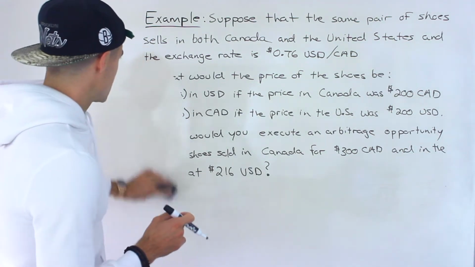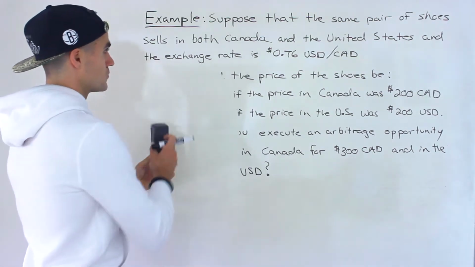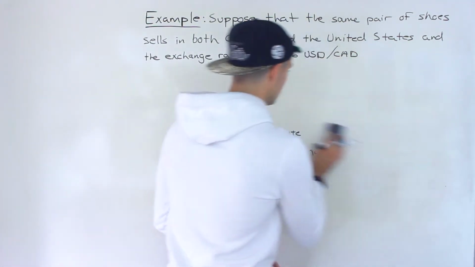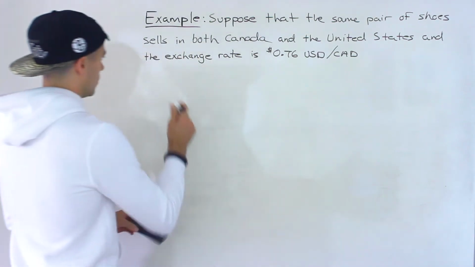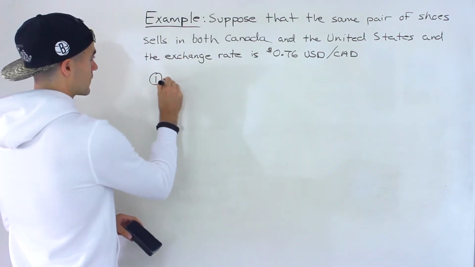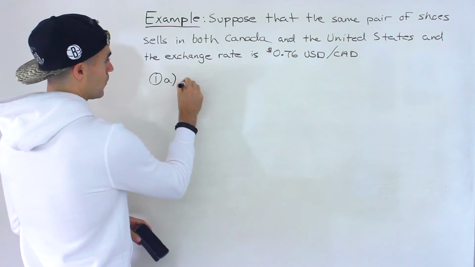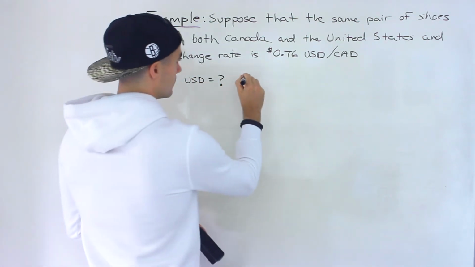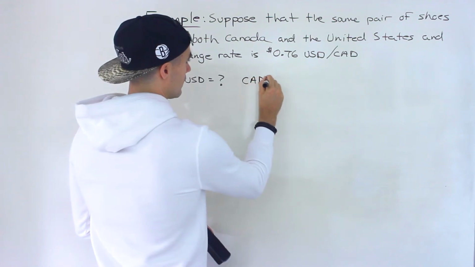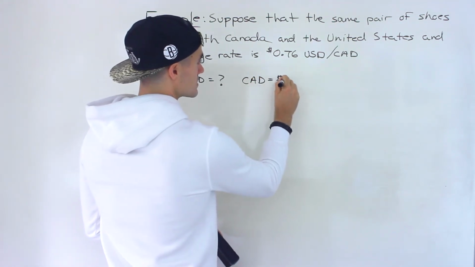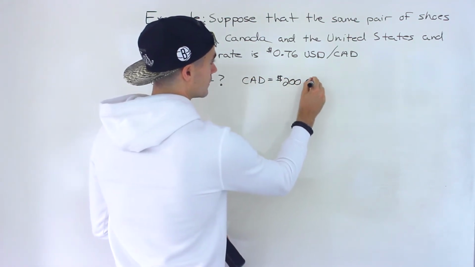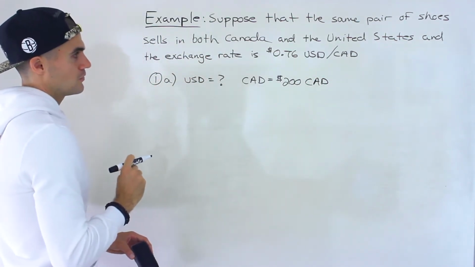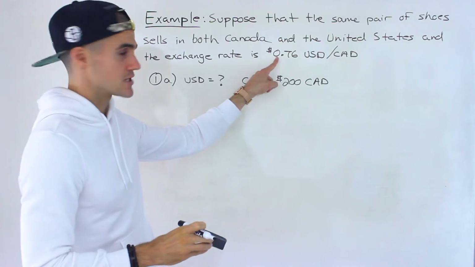So I'm going to erase these questions here, give myself some room. So starting with number 1A, we're asked to find what the USD price is going to be if the Canadian price is 200 CAD. And so what we would do is use this exchange rate here.